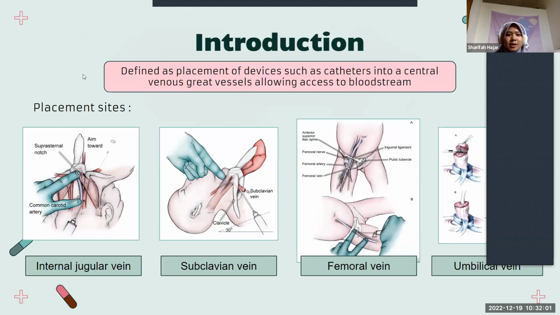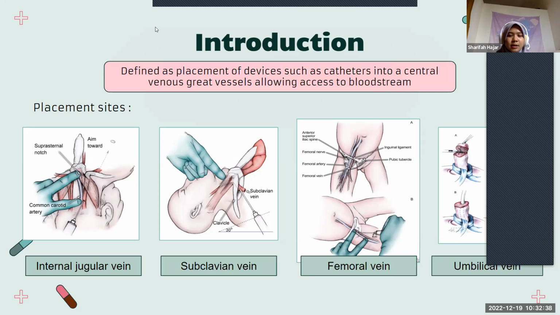Alright, so what is central venous line? It is placement of a device such as a catheter into the central venous vessel that allows access to the bloodstream. So it is inserted until the terminal lumen resides within the inferior vena cava, superior vena cava, or right atrium. It is essential in anesthesia for major surgical procedures, for treatment in ICU, and also for nutrition, and administration of drugs in patients with enteral malnutrition or malignancy.